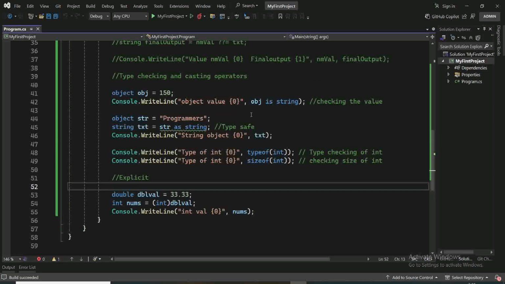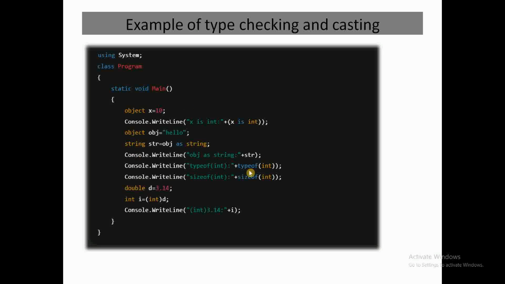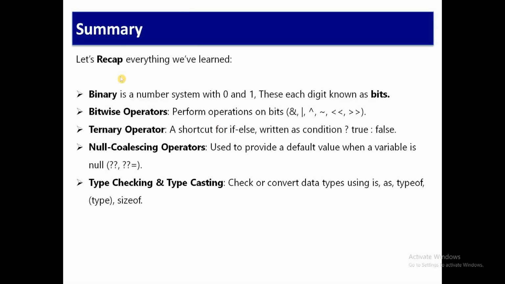Here we covered all of these type checking and casting operators. We saw all these examples with the is operator, as operator, typeof, sizeof, and with explicit conversions. We saw all the results. So here we have a summary for today's lecture. Let's discuss once what we learned today.